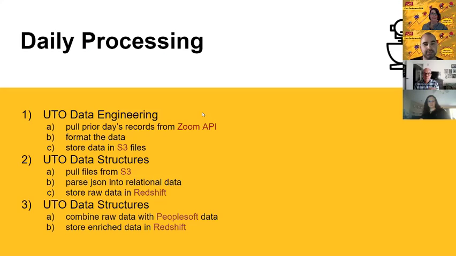So this is what the daily process looks like. The data engineering people actually connect to Zoom's API. So they don't necessarily have a database we're replicating, like we might have 5 years ago. They're actually making calls using Python and pulling back pages of records and then compiling all those into S3 files. The data structures team picks up those S3 files, parses out the JSON that's returned by the API, and creates relational tables in the Redshift data warehouse.